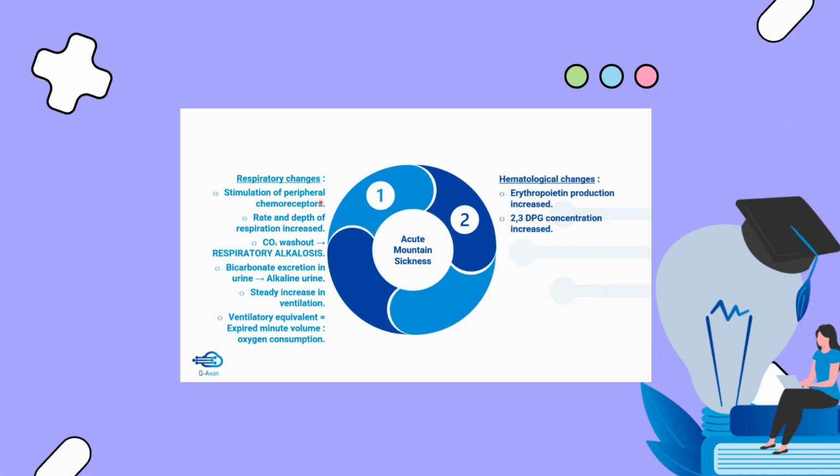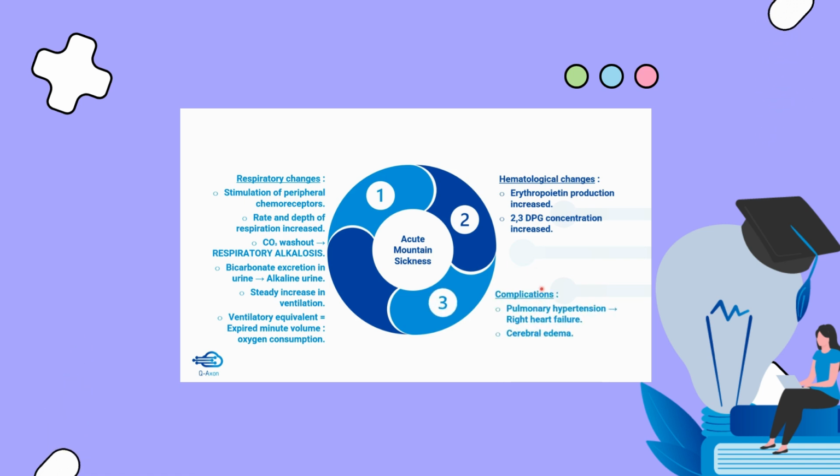So, here respiratory changes actually start occurring fast, but this steady increase in ventilation, which we are saying, occurs almost around the 4th day of landing on high altitude. So, excretion of alkaline urine is important for steady increase in ventilation. Similarly, these hematological changes also take some time.